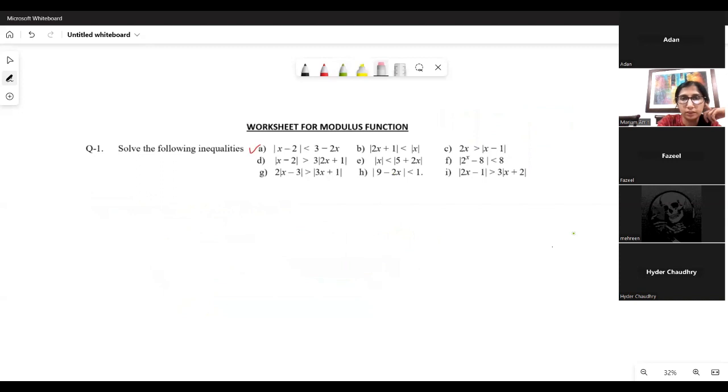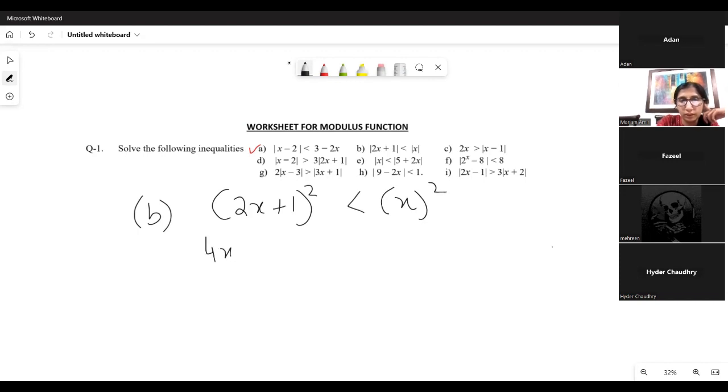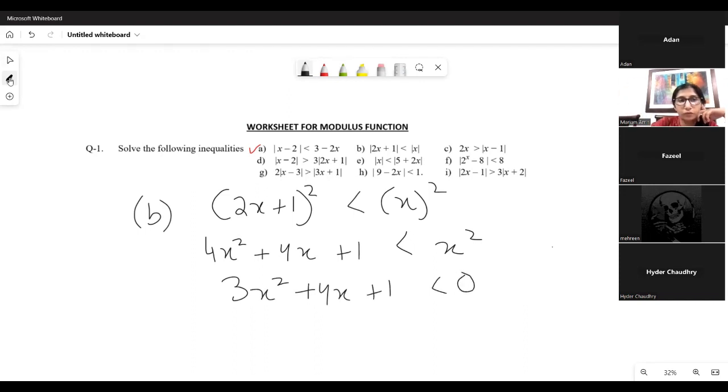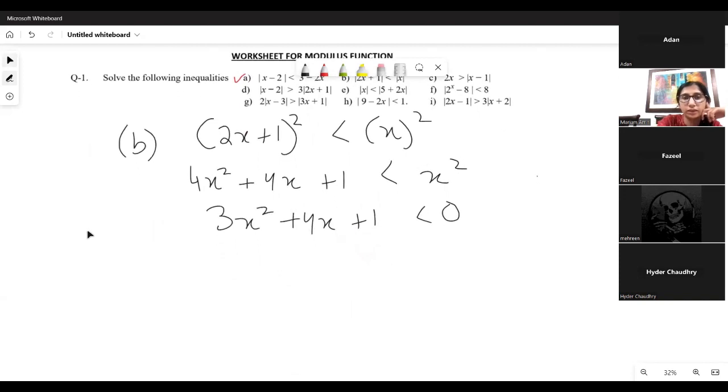So for part B, it is going to be 2x plus 1 whole square is less than x whole square. 4x square plus 4x plus 1, a square plus 2ab plus b square, is less than x square. So we have 3x square plus 4x plus 1 less than 0. You will have to factorize this. Treat it as an equality first. This is a quadratic inequality.